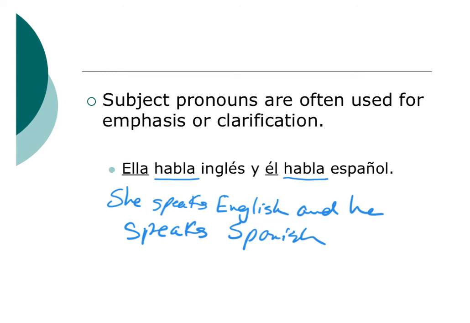conjugated form, sometimes we can clarify what we're talking about by including the subject pronouns. Okay, so sometimes they're helpful even when they're not necessary. They can help us clarify or emphasize what we're talking about. So in this sentence, I'm saying she speaks English and he speaks Spanish. It helps us clarify or emphasize what we're talking about here.